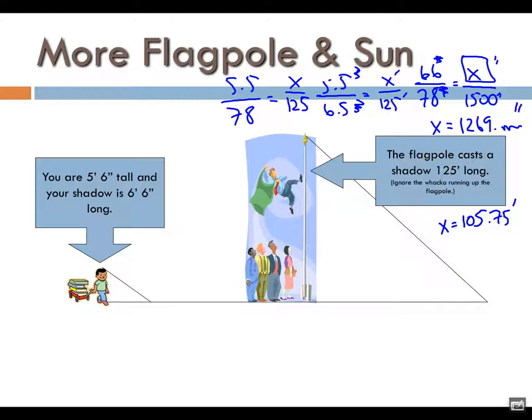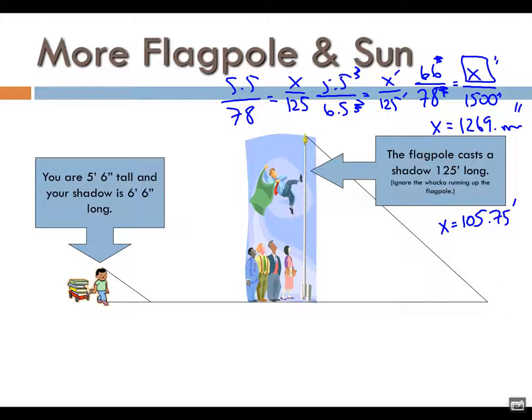Is there any other ways you could set that up? What are the other ways you could set that up? So we did height over shadow equals height over shadow. What else could I do? Shadow over height equals shadow over height. What else? Shadow over shadow. Good. Shadow over shadow equals height over height. They'll all work out the same.